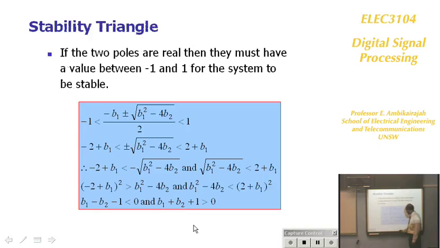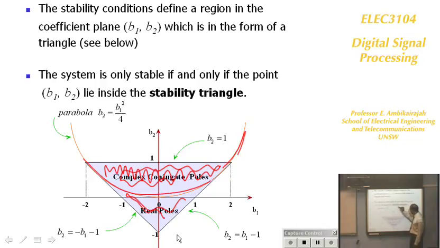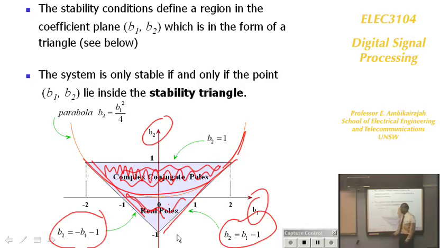If you have complex conjugate poles, they will fall in here. If they are real, they will fall in this region. And this parabola is separating the complex roots from the real roots. If you want a stable system, your coefficients are such that b1 and b2 must be inside. If you plot a point b1 and b2, they should fall inside. Then it's a stable system. This boundary straight line equation is given by that, and this boundary equation is given by that. I think the next slide shows you how to prove that.